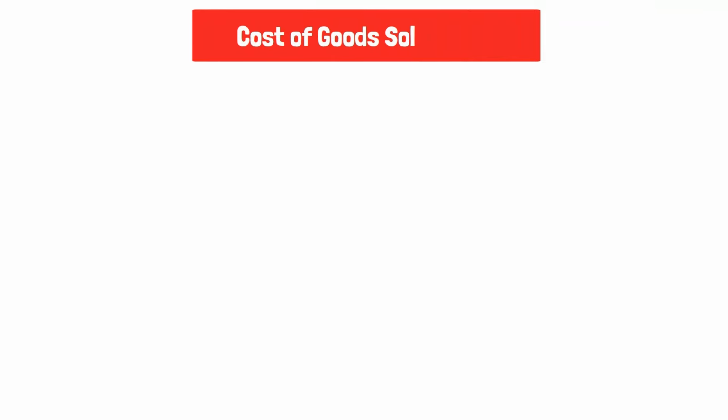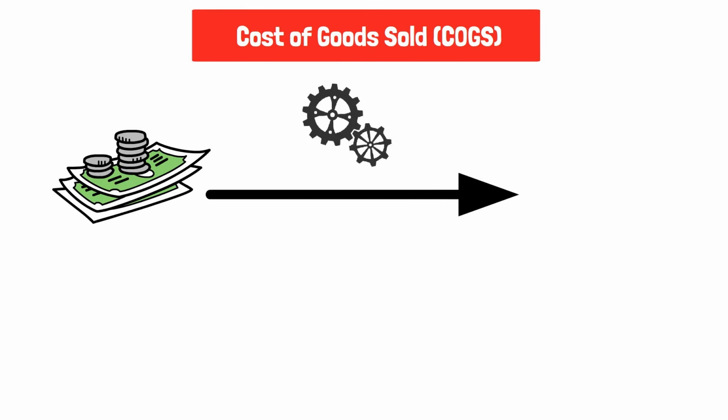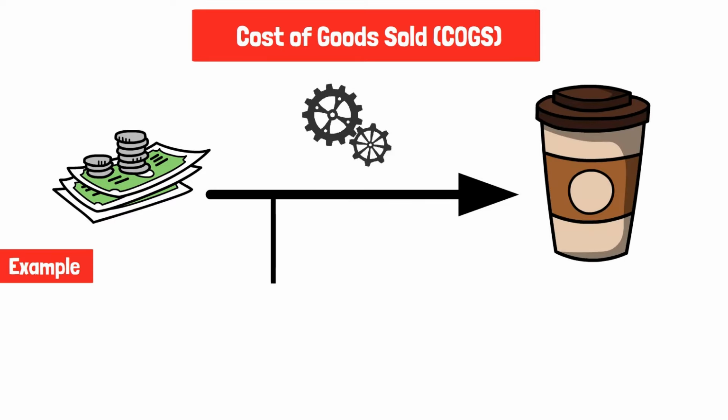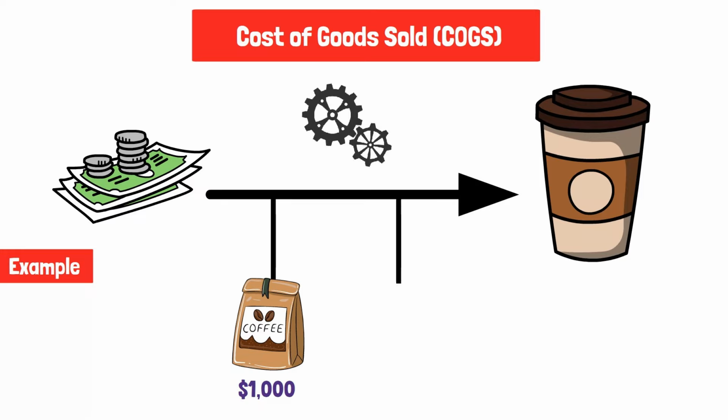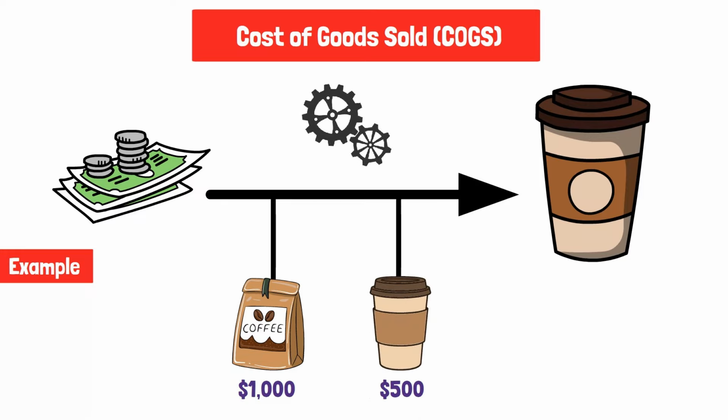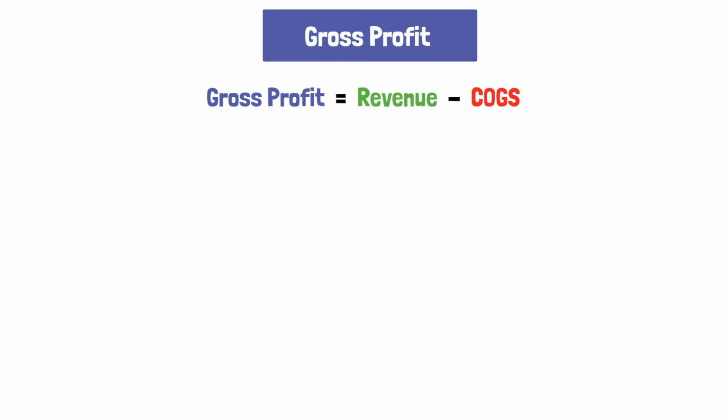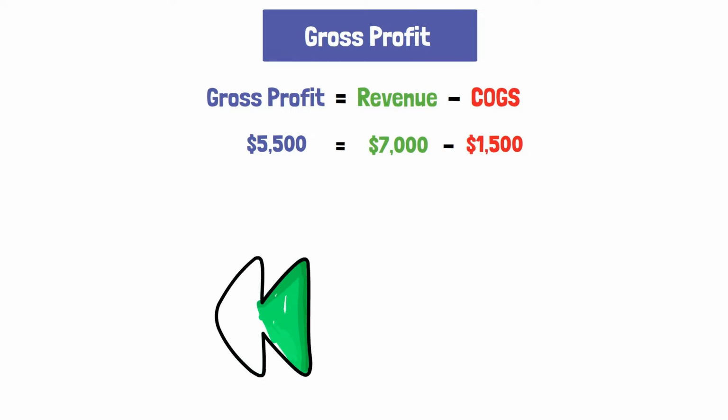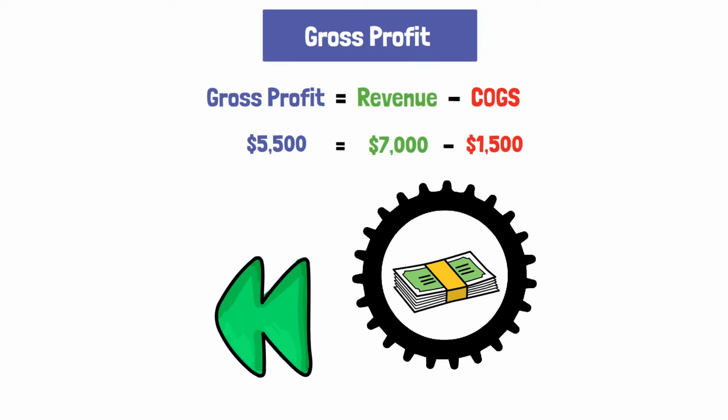Okay. Step two, your cost of goods sold, or COGS. These are the direct costs of producing your product. Example, your coffee beans cost $1,000. Cups and packaging, $500. Total COGS, $1,500. Step three, gross profit. Gross profit equals your revenue minus your COGS. So, $7,000 minus $1,500 equals $5,500. This tells you how much you've made before operating costs, which is step four, your operating expenses.